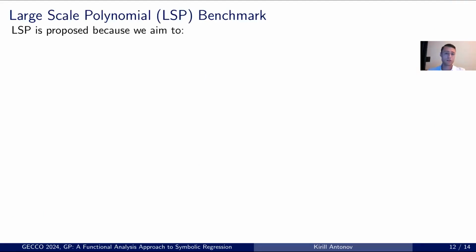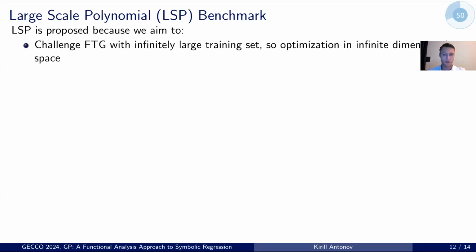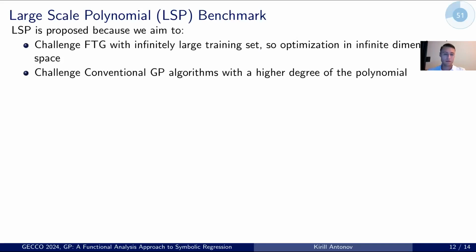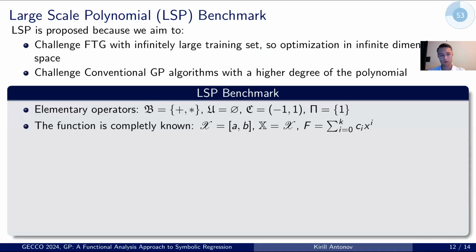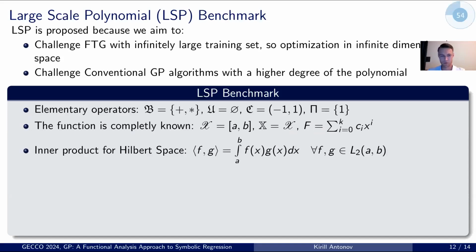Then we proposed large-scale polynomials to challenge FTG more. It also challenges genetic programming because it addresses functions with a higher degree of polynomial. Considered elementary operators are the following, and we emphasize that the training data is infinite. It means that it equals the domain. And the function is just a polynomial, the target function that we aim to approximate.